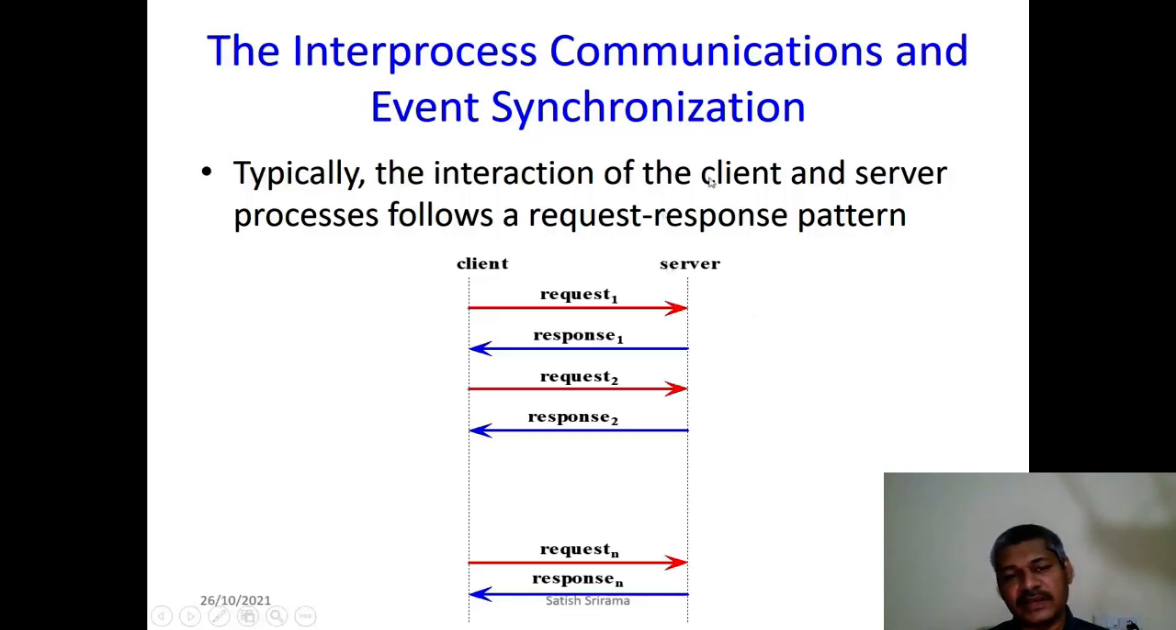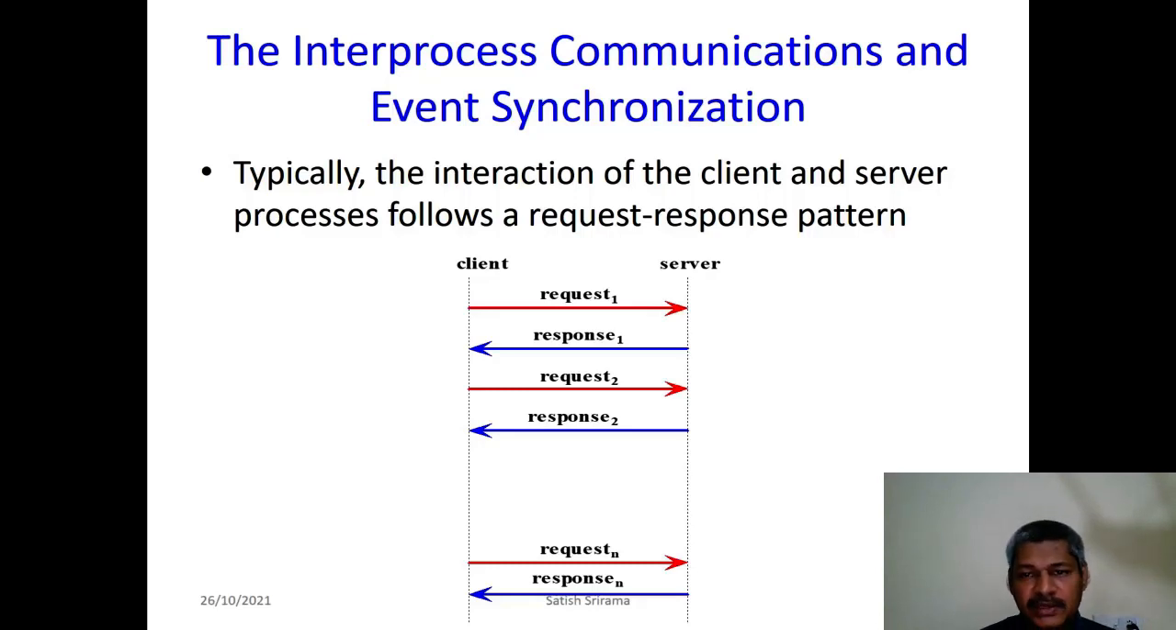Typically, the interaction of a client and server process follows some sort of request-response pattern. When we were discussing sockets, we were already following this, the request and response. At that time, I didn't say this is the client and this is the server, because I wanted to discuss the client-server paradigm individually. In socket programming, both processes act as client and server, so there I used requester and responder.